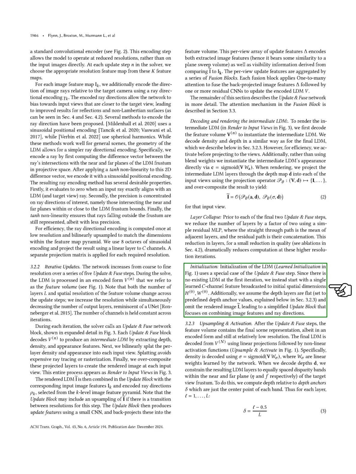After the update and fuse steps, the feature volume represents the final scene, though still in an encoded and relatively low-resolution form. We decode the final LDM from dimensions of 51 by 51 using linear projections followed by nonlinear activation functions. Specifically, we decode density using a learned set of linear weights. When decoding depths, we ensure that the resulting LDM layers are evenly spaced within the near and far planes of the target view. We calculate depth relative to depth anchors, which are the center points of each disparity band.